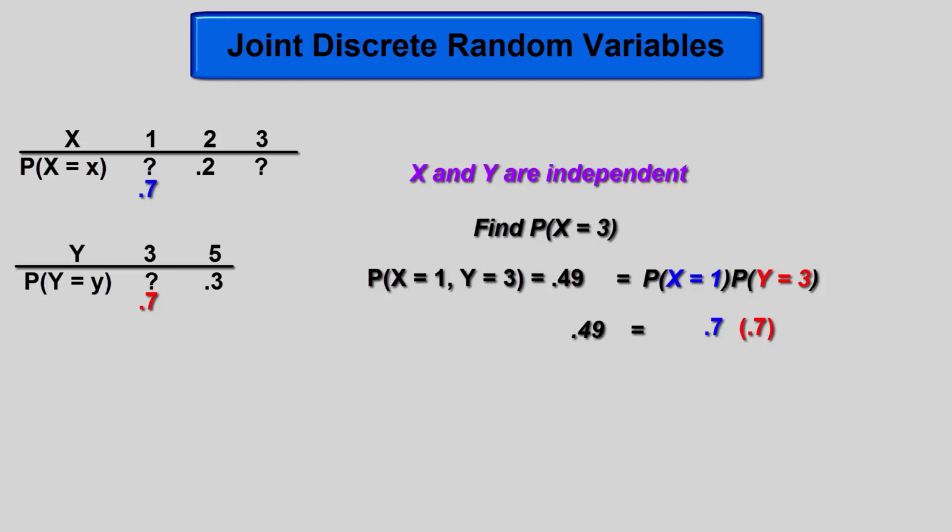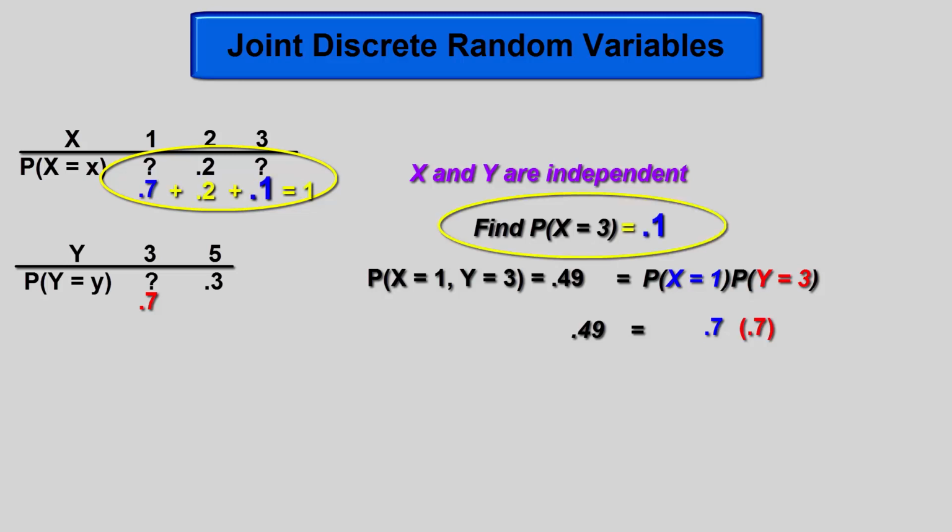Putting this probability into the probability distribution for x, the probability that x equals 3 must be 0.1, again due to the fact that the sum of probabilities is 1 in any probability distribution.